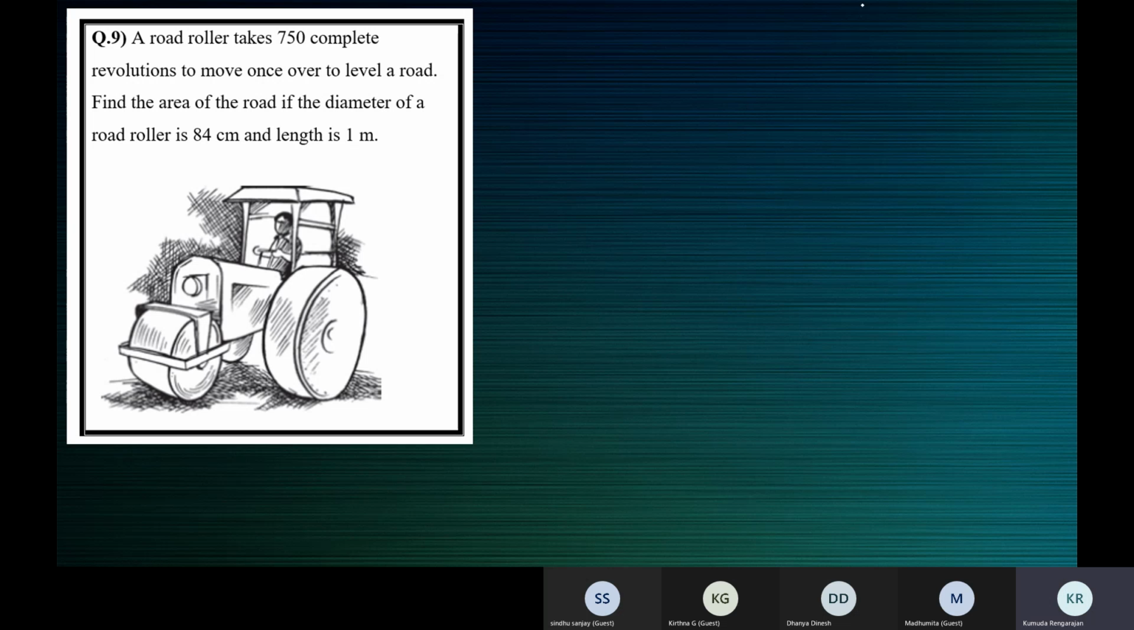Supposing this is a piece of land. I have a hand roller. I can move the roller with my hand. It's fixed to a long stick. I hold the stick and keep rolling it over the ground. Do you understand the situation?